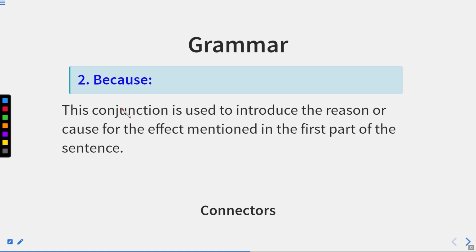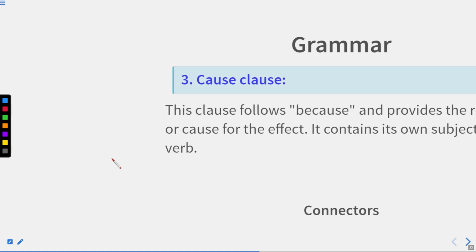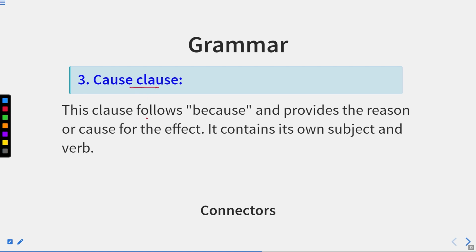Because is the conjunction used to introduce the reason or the cause for the effect mentioned in the first part of the sentence or in the other part of the sentence. It is not necessarily in the first part, it can be in the later part as well. Because should begin the cause clause. Now, cause clause: the cause follows because and provides the reason or the cause for the effect. It contains its own subject and verb.